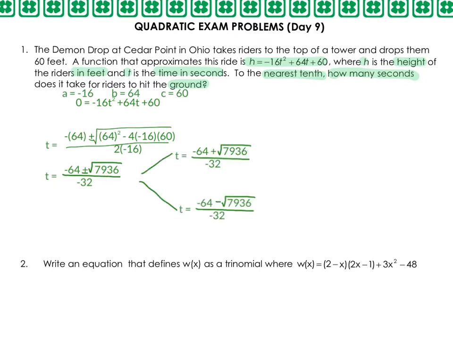Now, in order to get the correct answer, we have this negative 64 plus the square root of 7,936, all divided by negative 32. So we need to do one of a couple options. You can either simplify everything in the numerator, so just put this information in your calculator, hit enter, and then divide by negative 32. Or you can put all the information in the numerator in parentheses in order to make this happen first before the division.